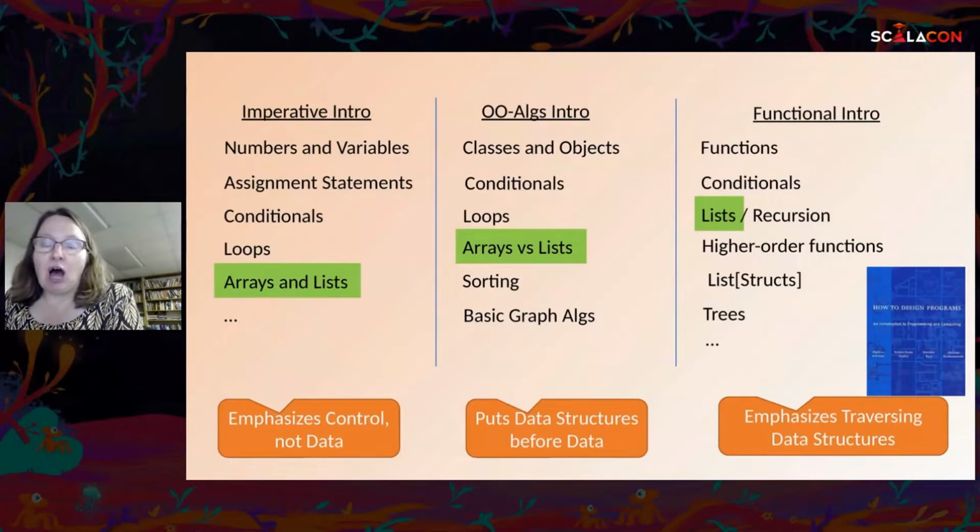There's the object-oriented algorithmics approach, which I understand is more popular in Europe. And that's going to start with classes, objects, conditionals, and loops. And then arrays and lists come in kind of as your first data structure. And then finally, there's your functional intro, which might start with functions, conditionals, lists, recursion, then into higher order functions. And that's going to put its emphasis on traversing data structures.